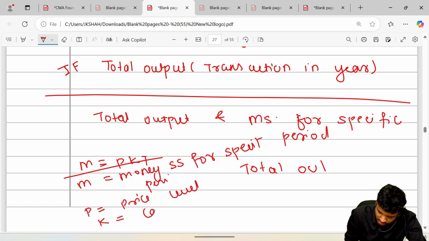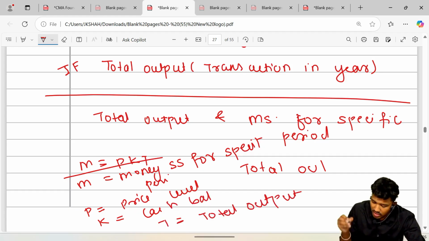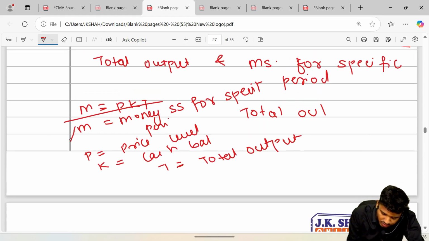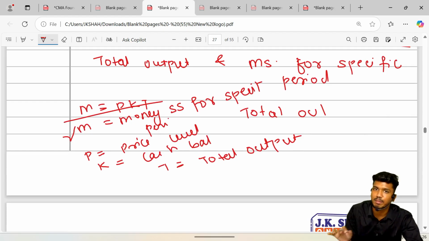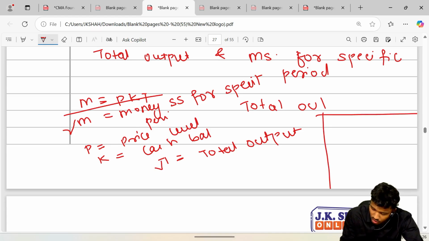P, that is price level. K, that is cash balance. T, that is total output. Now, what does it basically mean here? Here it basically says that I want to compare money supply. So money supply for a specific period can only be counted of the transactions conducted during that period.